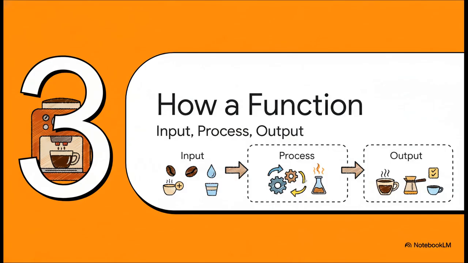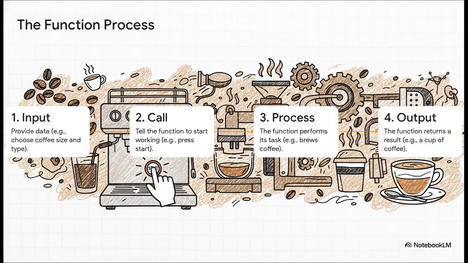So, let's pop the hood on our function coffee machine and see how it actually works. It all comes down to three really simple stages: input, process, and output. So first, you provide the input, right? You tell it you want a large espresso. Then you call the function, which is just like pressing the start button.